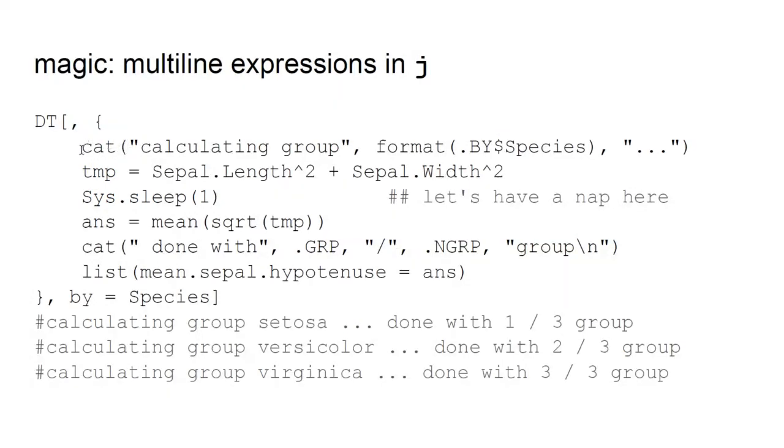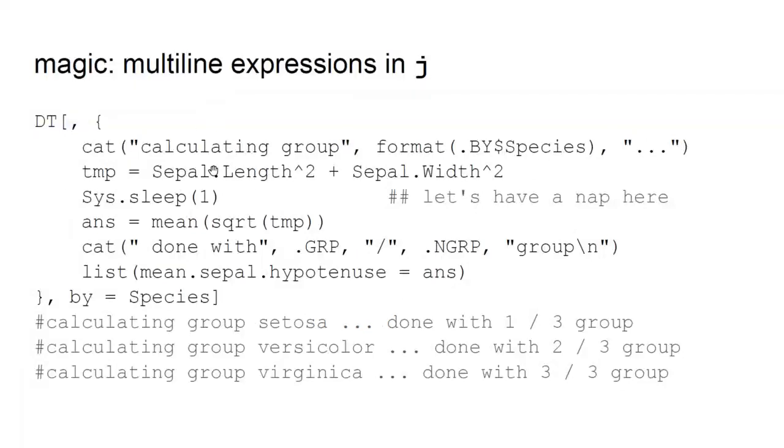So I'm presenting here a way to do grouping with some debugging. In the first line, we are just printing to the console. We are using the .BY special variable and the column species. Only this column is available in .BY because this is what we are grouping by. And as a result of this first line, we are getting this output up to the dots, basically, because this is what we define here.